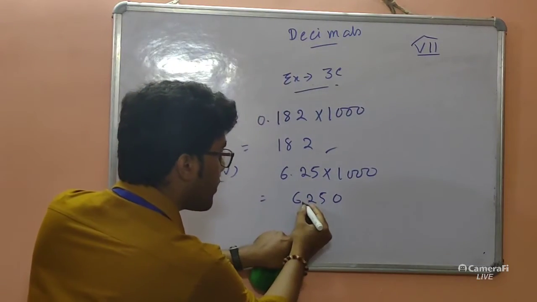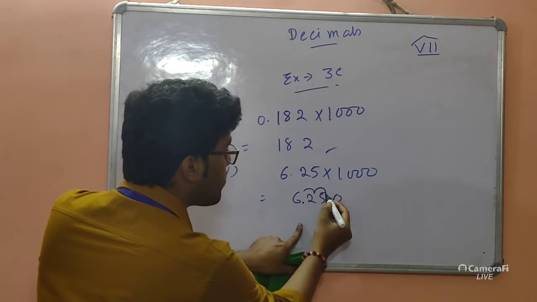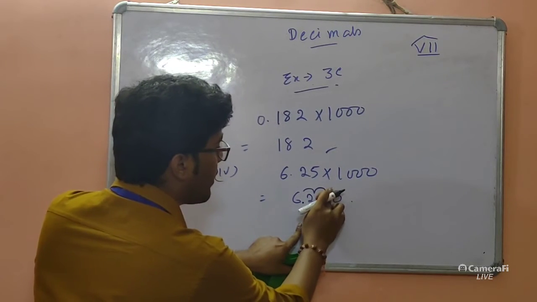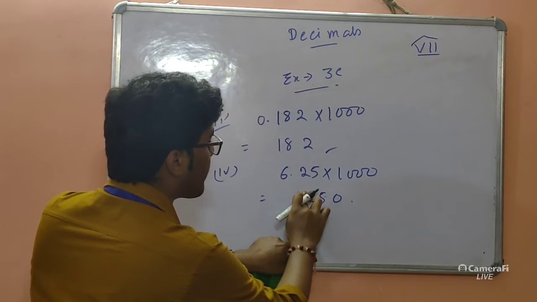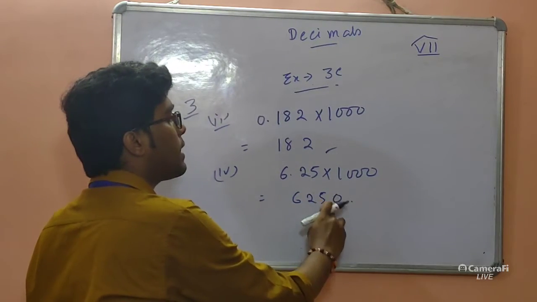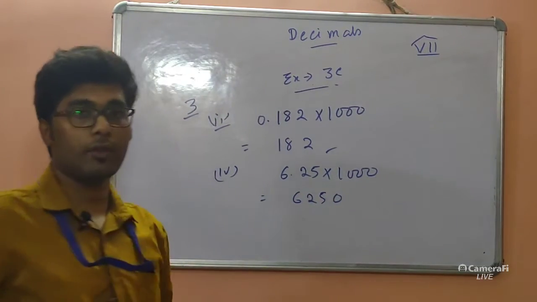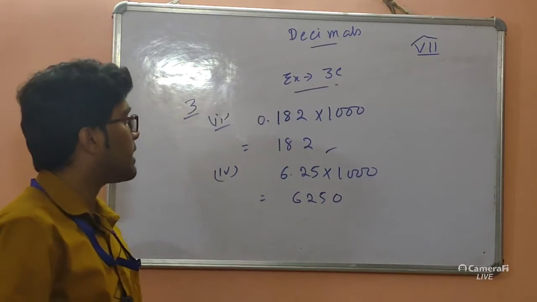Here was the point. The point jumps 1 place, 2 places, 3 places. Since after the point no digit is there, therefore we are not considering the point. Clear? That is how it is being done.